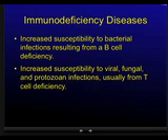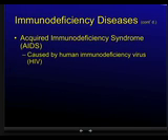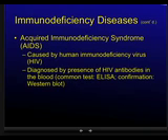Destruction of helper Ts leaves the person vulnerable to infection as well as malignancy, that is, cancer. AIDS is caused by the human immunodeficiency virus, HIV. It is diagnosed by the presence of HIV antibodies in the blood. A common test used is the ELISA, which stands for enzyme-linked immunoabsorbent assay.